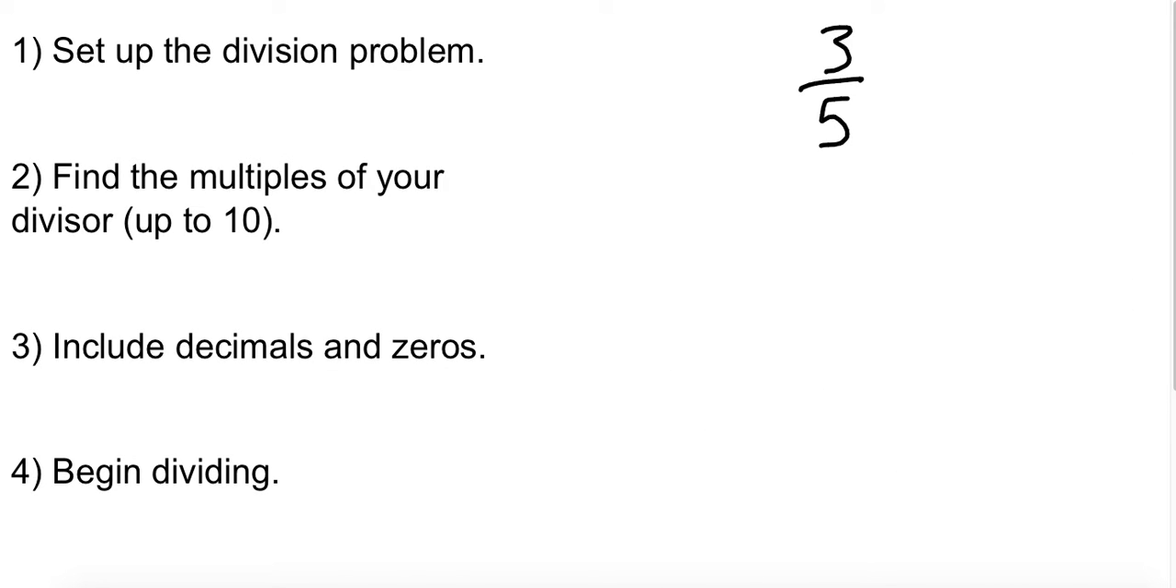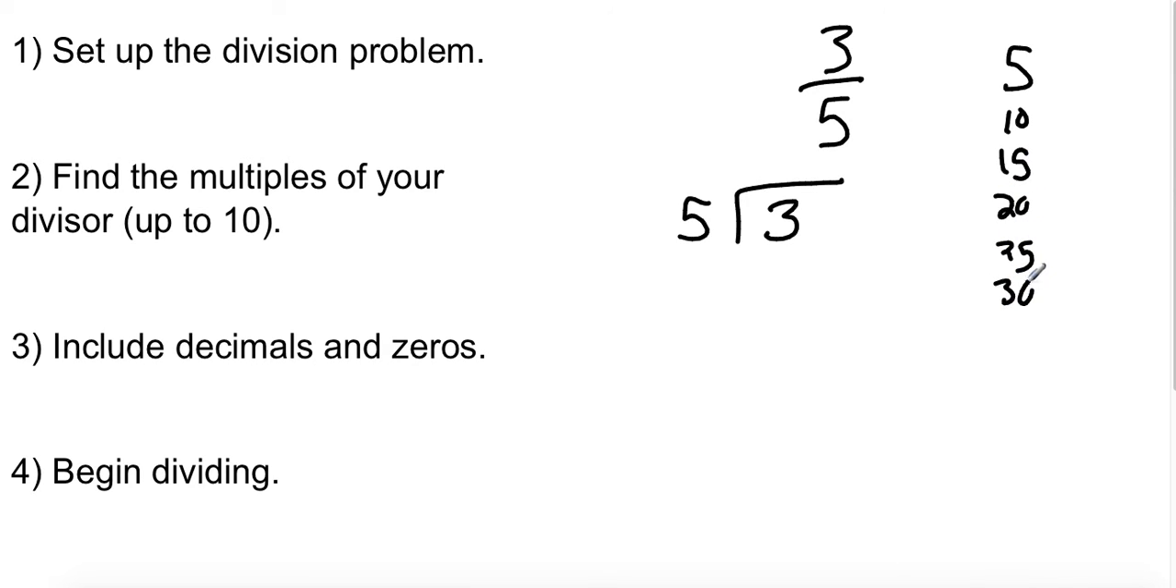In our next example, we have 3/5. So I'm going to start my problem off by putting my dividend inside of the division house and my divisor on the outside. And this is a pretty easy problem. I don't know if you'll have to do the multiples here, but let's just do them just in case. 5, 10, 15, 20, 25, 30, 35, 40, 45, and 50. So I'm going to add a decimal and some zeros on the outside, just to be safe so I know that I don't have to borrow zeros later.